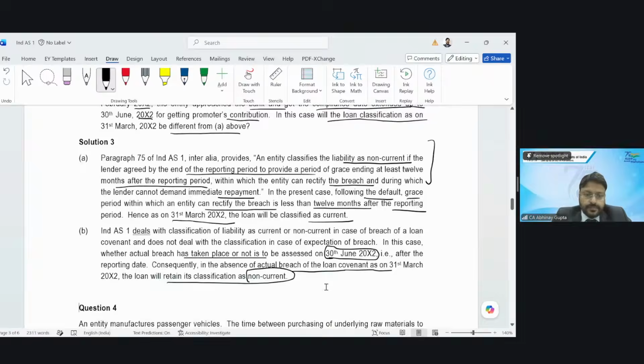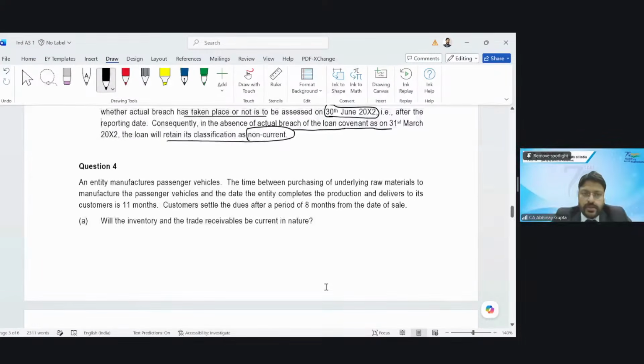Okay, then let's proceed to the next question. An entity manufactures passenger vehicles. The time between the purchasing of the underlying raw materials to manufacture the passenger vehicles and the date the entity completes the production and delivers it to its customers is 11 months. Customers settle the dues after a period of 8 months from the date of the sale.